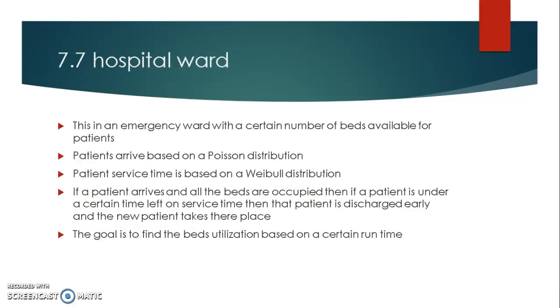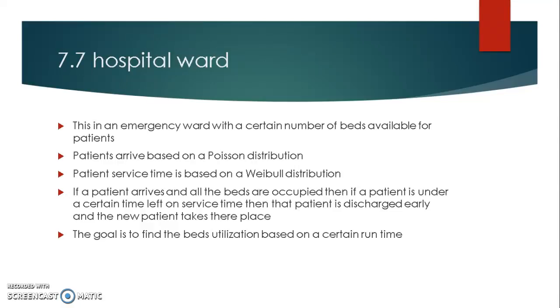So now we're going to be moving into the hospital ward problem. This is an emergency ward with a certain number of beds available for patients. Patients arrive based on a Poisson distribution, and patient service time is based on a Weibull distribution. So basically, you have a certain number of beds, and it's an emergency room, so people are coming in, and you need to make sure that the person gets a bed on time because they're in a state of emergency. So basically it goes through this process right here.